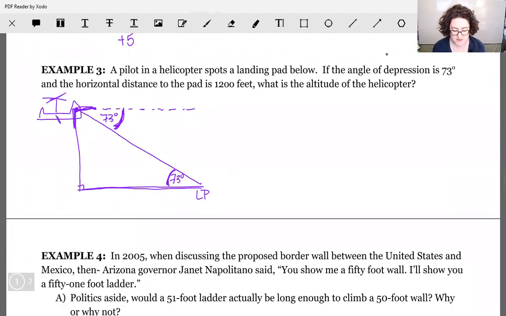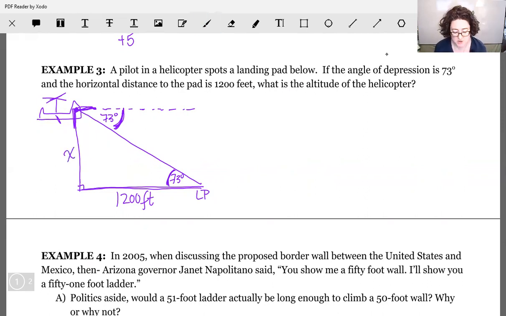So I have my 73 degrees. It says angle of depression 73 degrees. We got that. The horizontal distance to the pad is 1,200 feet. So that's going to be our horizontal distance, 1,200 feet. What is the altitude of the helicopter? Well, what does altitude mean? Think about if you've ever been in a plane, the pilot announces we're cruising at an altitude of 32,000 feet. That's how high they are up in the air. So let's call that X. That's what we want to solve for.